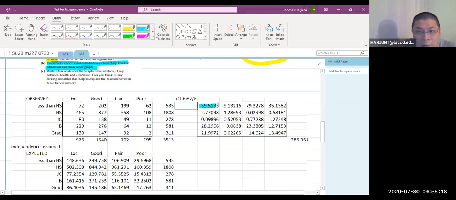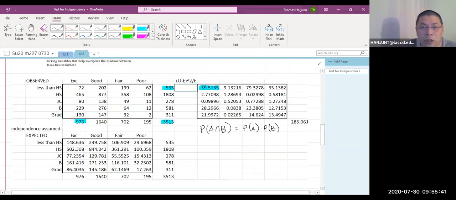The numbers I have here are coming from this times this divided by this. But it's actually as the following. Probability of A intersection B equals the probability of A times probability of B, right? That's what we expect. I'm trying to tell you how I get that 39. How do I get this?